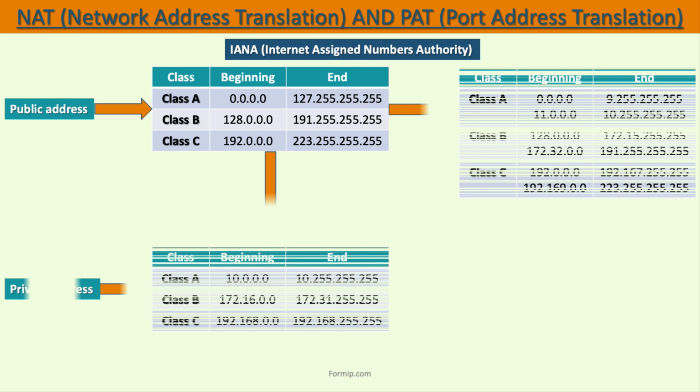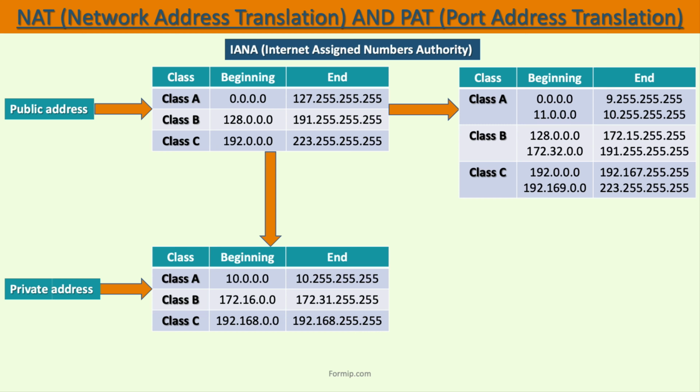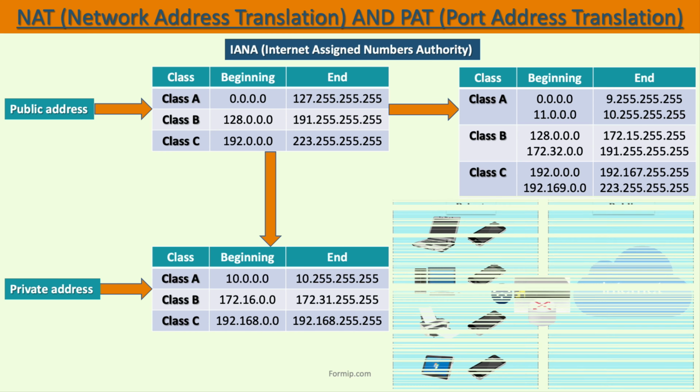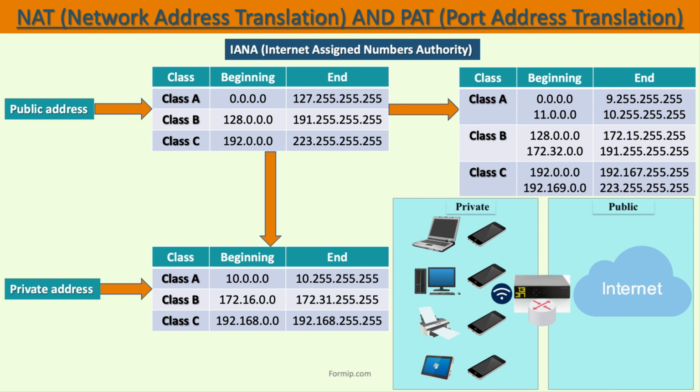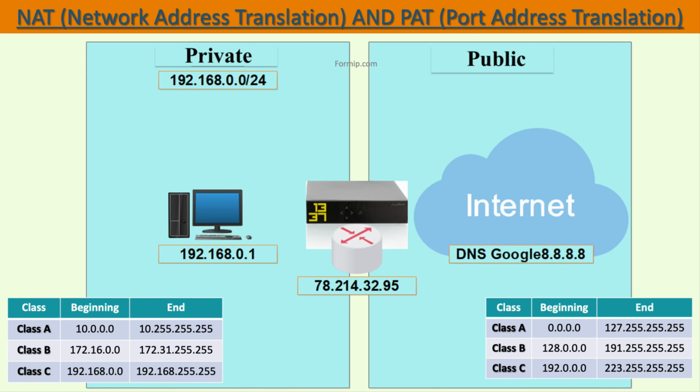Well, the solution was to extract some of these public addresses to reserve them as private addresses. NAT allows multiple devices that are in the same private network to use a single public IP address. Let's look at an example to quickly understand how it works.